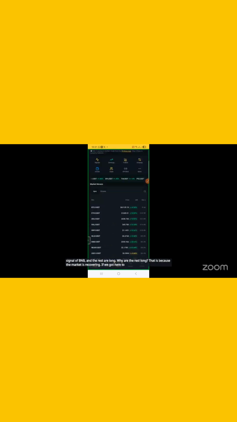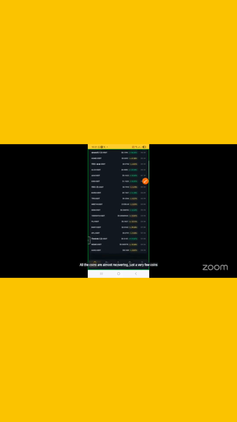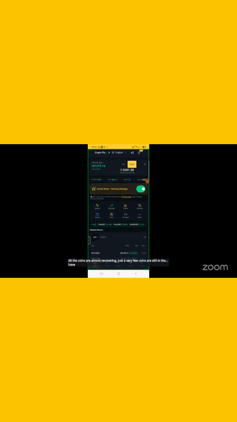Why are the rest long? That is because the market is recovering. If we go here to the trade home, you can see the market. Bitcoin is recovering, Ethereum is recovering, Solana, XRP, all the coins are almost recovering. Just a very few coins have still not yet recovered. So that's why it is giving you most of the signals being long. Now let us look at these long signals.